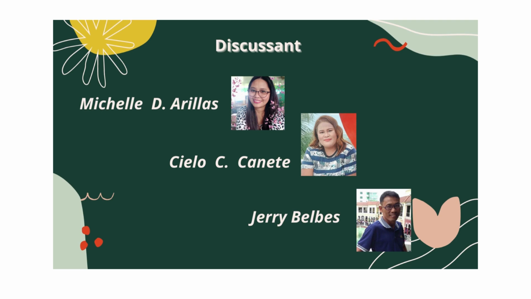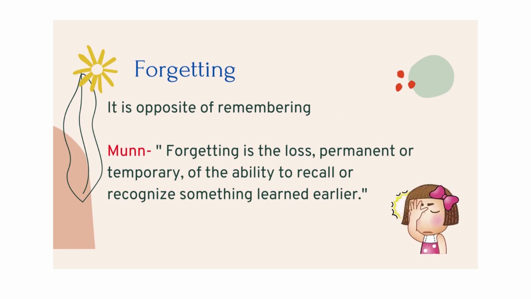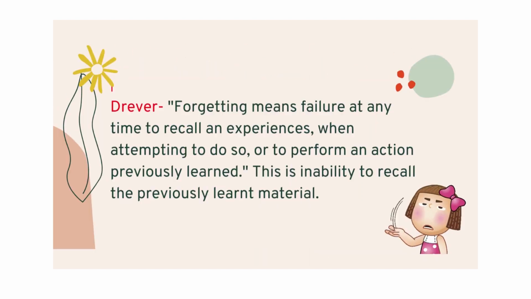Now, let's move to my topic: forgetting. Let me tell you first the meaning of forgetting. Forgetting, basically, is the opposite of remembering. According to Moon, forgetting is the loss, permanent or temporary, of the ability to recall or recognize something learned earlier. According to Drever, forgetting means failure at any time to recall an experience when attempting to do so, or to perform an action previously learned. This is the inability to recall the previously learned material.